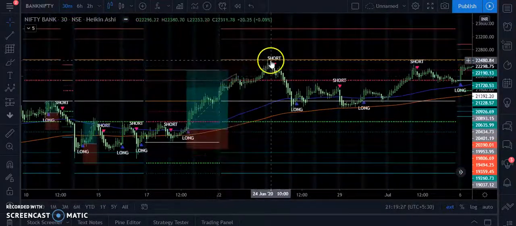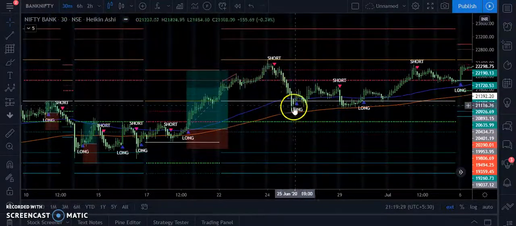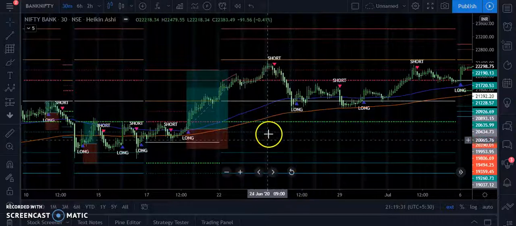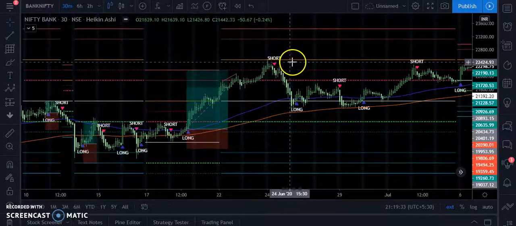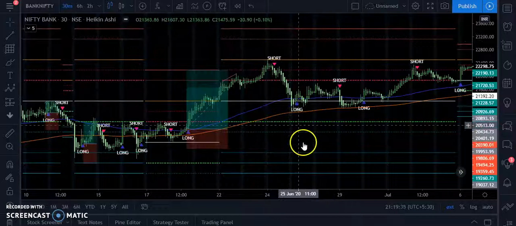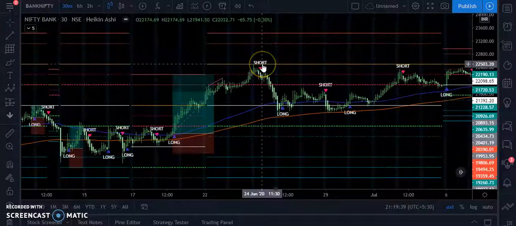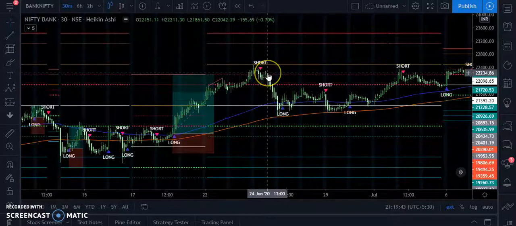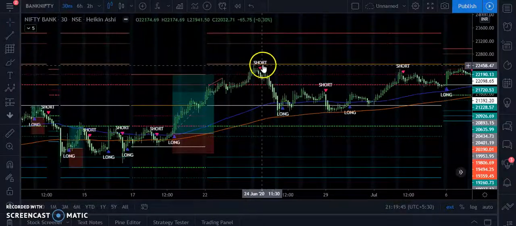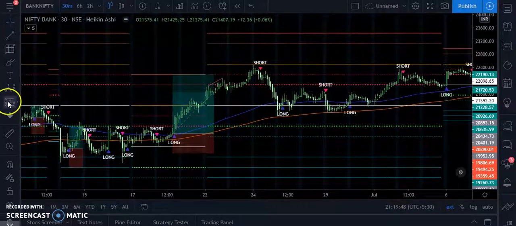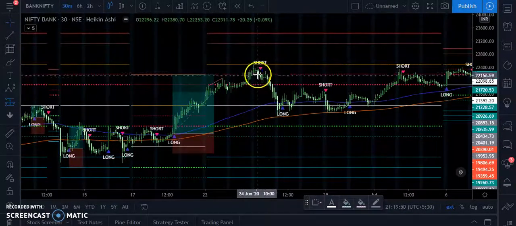Now new trend support lines are formed here. Now what you should do, as I told you, this orange line is also acting as a resistance. So the moment you see a short signal near the resistance line, you should immediately go for a short position.